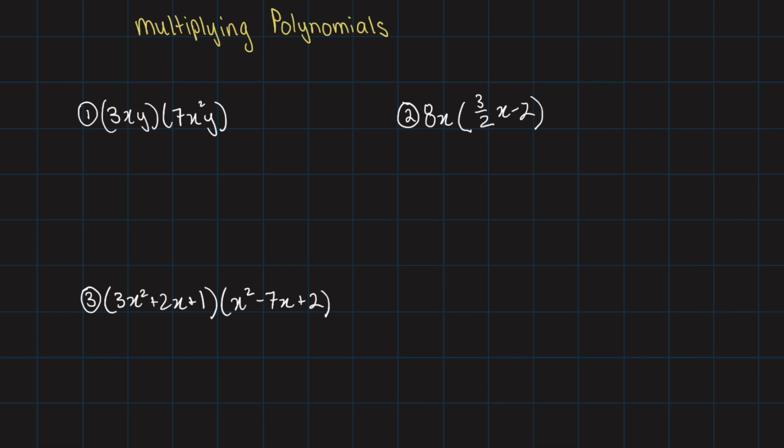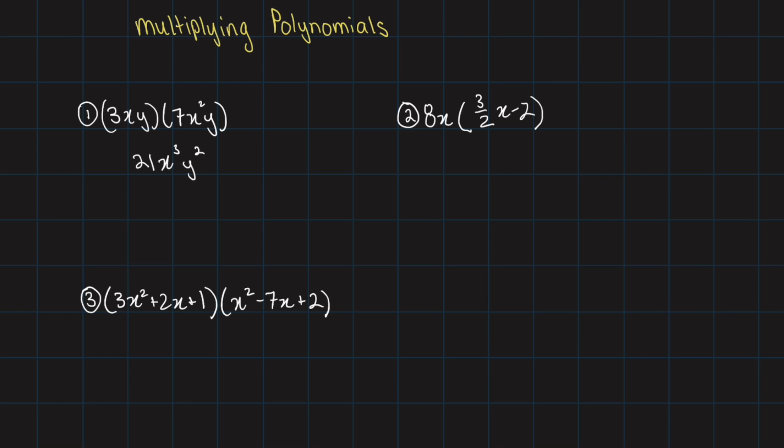We have 3xy times 7x squared y. So we multiply 3 times 7 is 21. And then x times x squared, you add the exponents when you multiply variables of the same base. So x times x squared becomes x cubed, and then we have y times y, which is y squared.